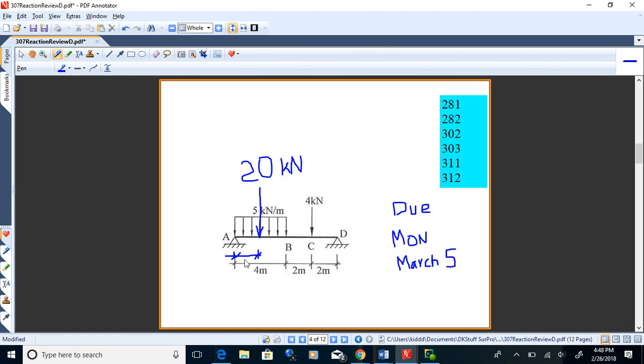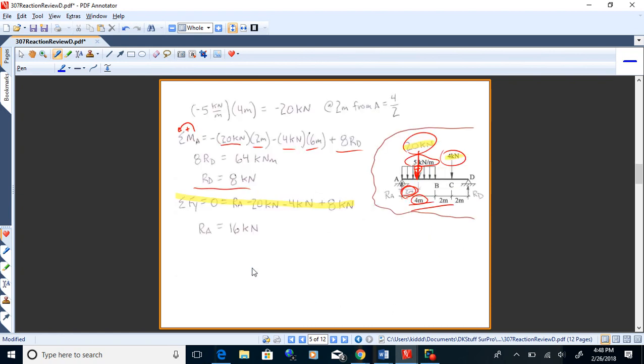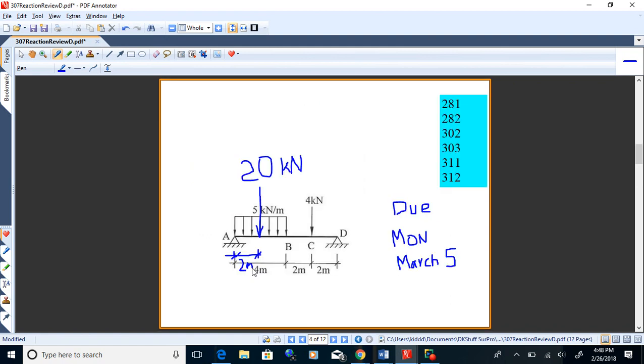Now, y'all getting 20 kilonewtons there? Yeah. How far over? 2 meters. Yeah, okay. Sounds like maybe you're remembering this stuff. And then you can go ahead and run those numbers there. So I'm getting 8 at D and 16 at A. Yeah. 8 at D and 16 at A. So there you go. 281, 282, 302, 303, 311, and 312.